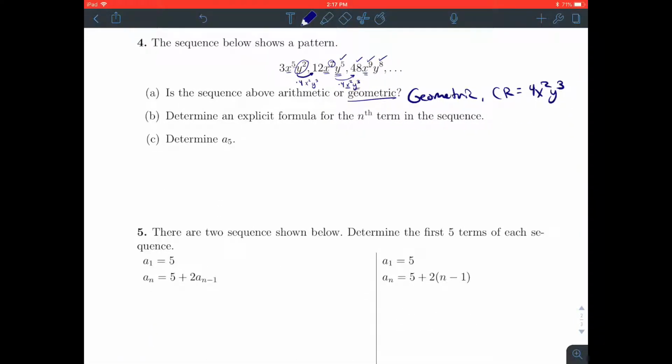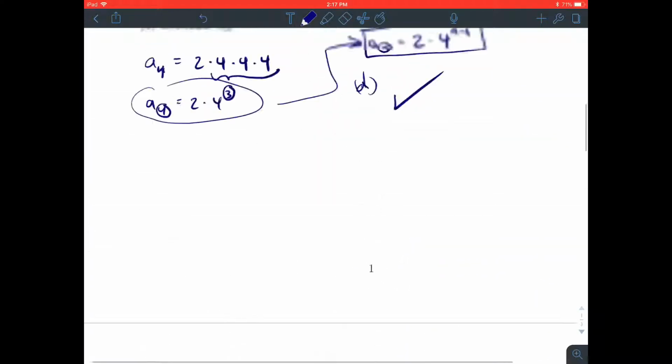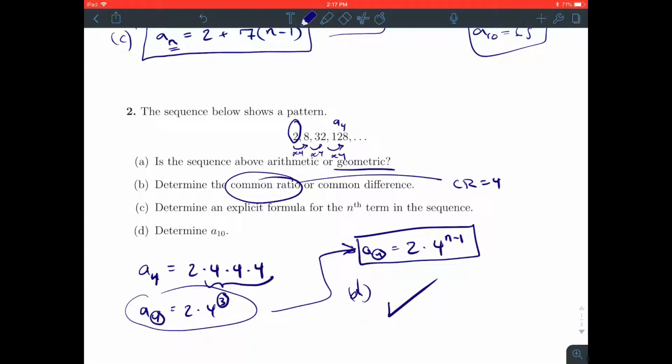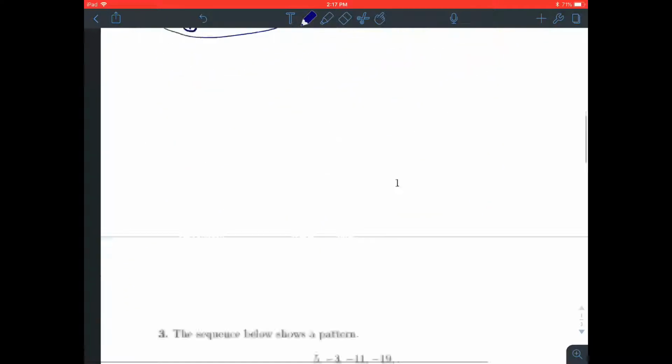All right, so it says determine an explicit formula for the nth term in the sequence. So for part B here, a sub n is equal to, and we're going to construct this the exact same way that we constructed the sequence for problem 2. Start at the beginning, and then multiply by the common ratio to a power of n minus 1.